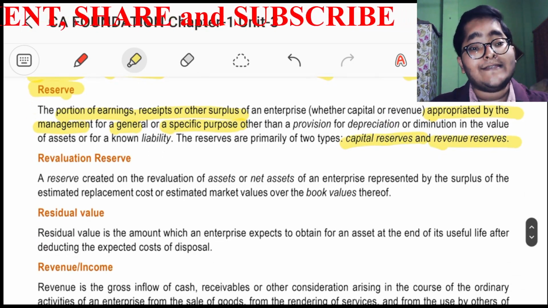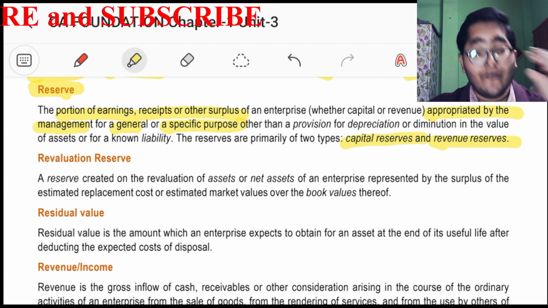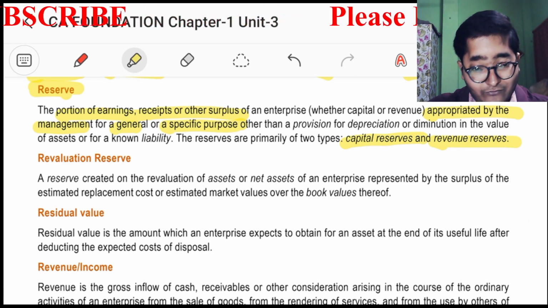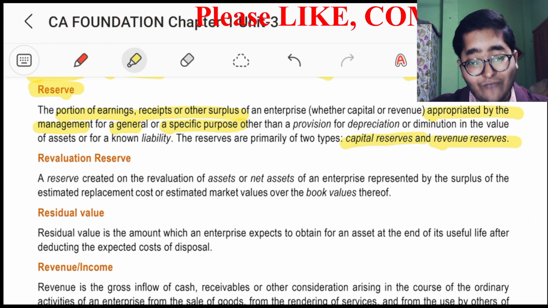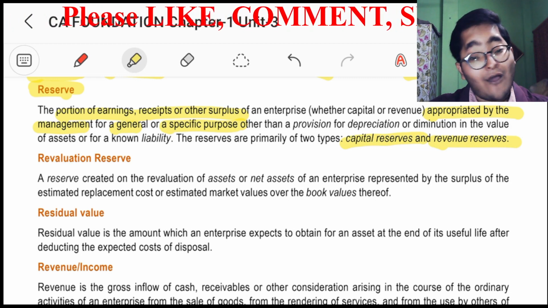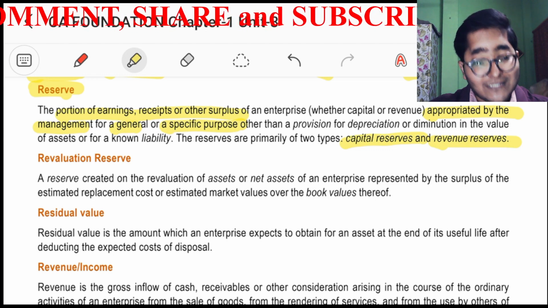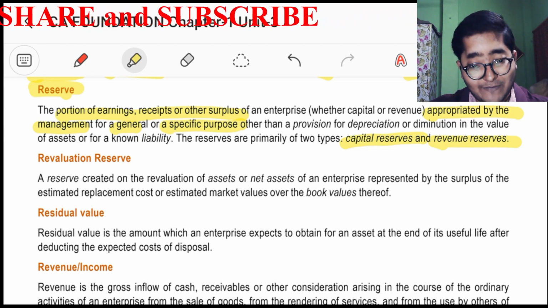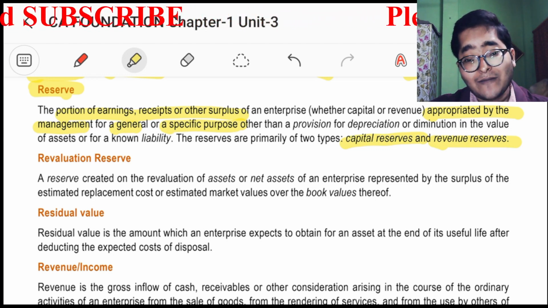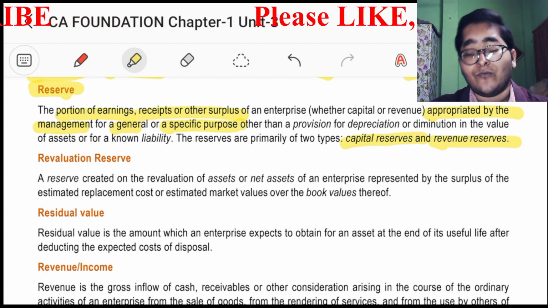Our next topic is revaluation reserve. Revaluation reserve is a reserve created on the revaluation of assets or net assets of an enterprise represented by the surplus of estimated replacement cost or estimated market values over the book values thereof.